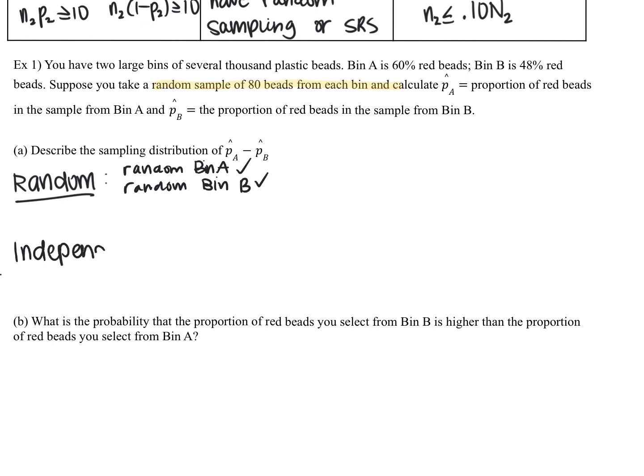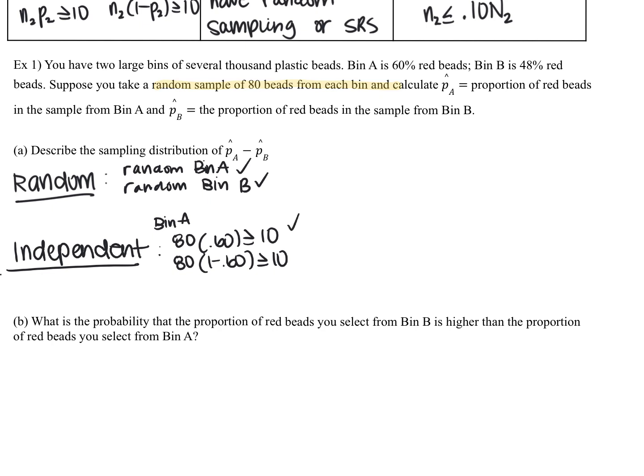So we have random for bin A, and we have random for bin B. Next, we need to check independent. So that's going to be our np greater than or equal to 10 and n times 1 minus p greater than or equal to 10. So I have to do it for bin A and bin B. So we took 80 from bin A, and the proportion is 0.60. And then we have to do 1 minus 0.60. So 60% of 80 is roughly 49 or 59 point something. So it is greater than or equal to 10.